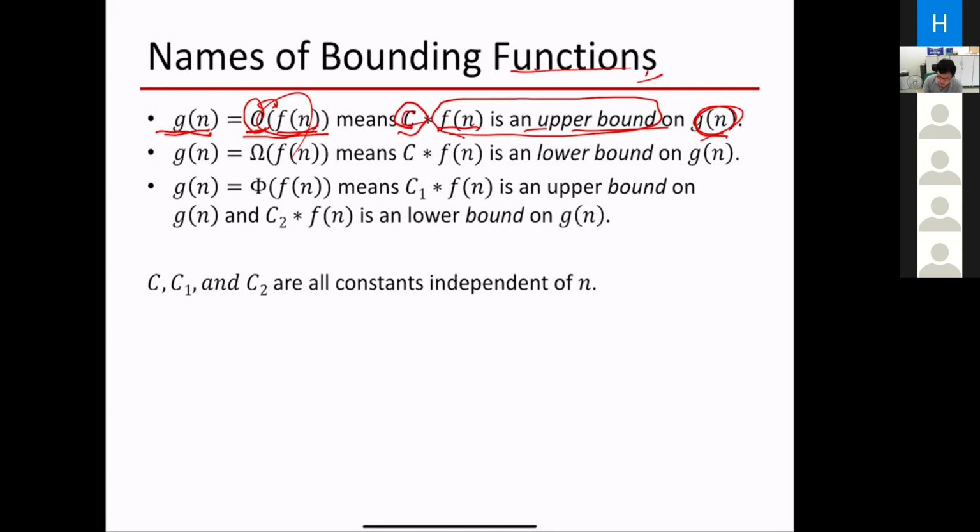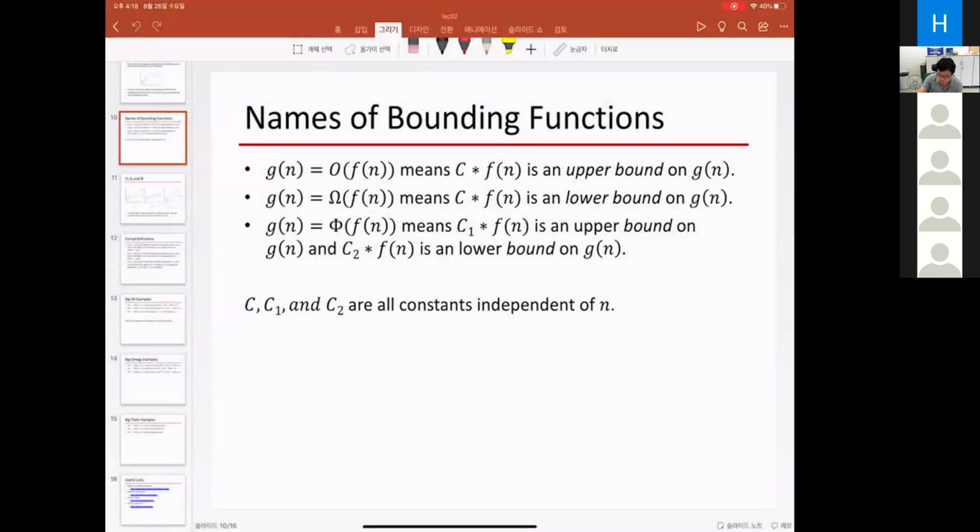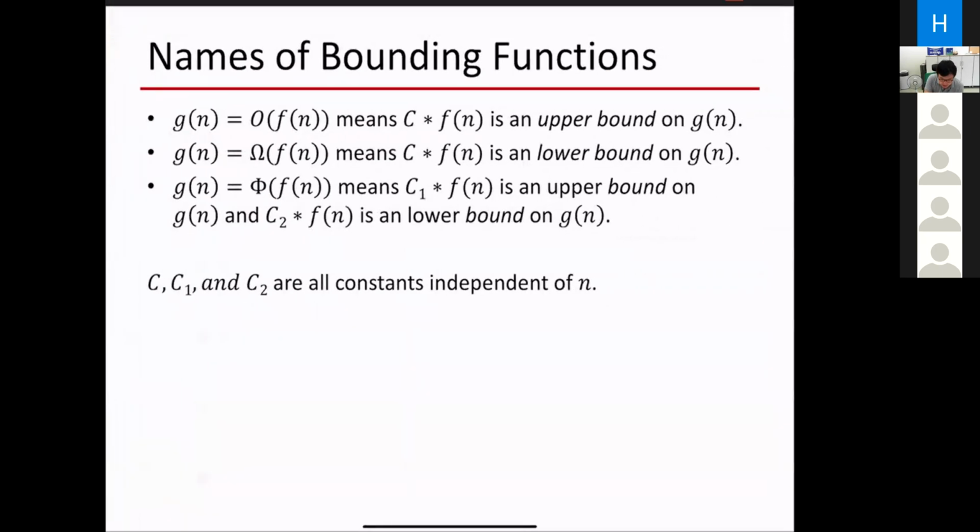I'm going to talk about c in the next section. So c is just a constant, like 1, 2, 3. If you have the function and you can make c times f of n, then we can say f of n is an upper bound of g of n. Clear? I'm going to talk about this more. So let's read through it. g of n is omega of f of n, meaning f of n is a lower bound on g of n.